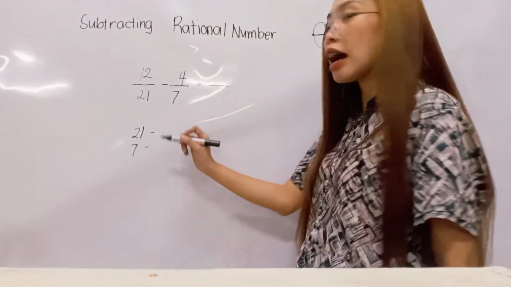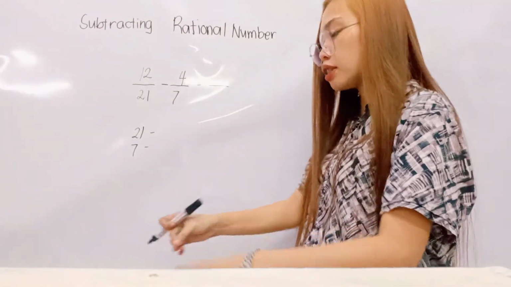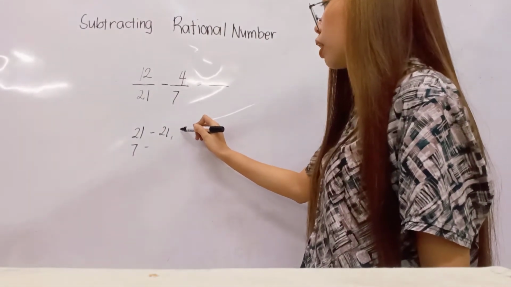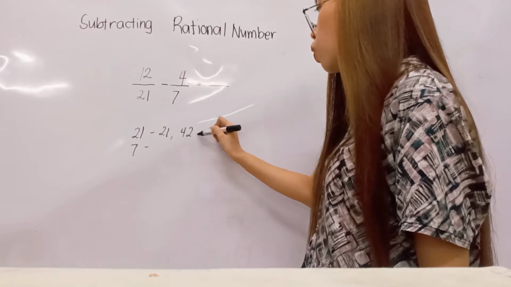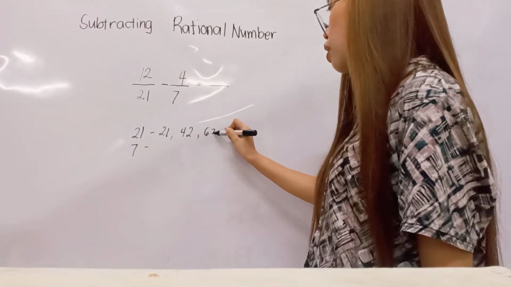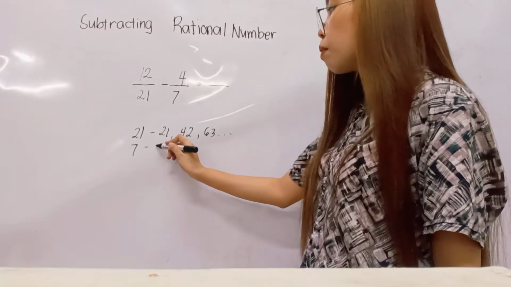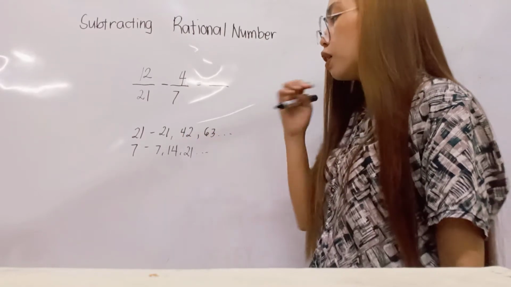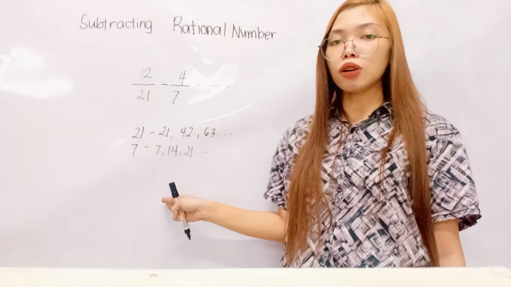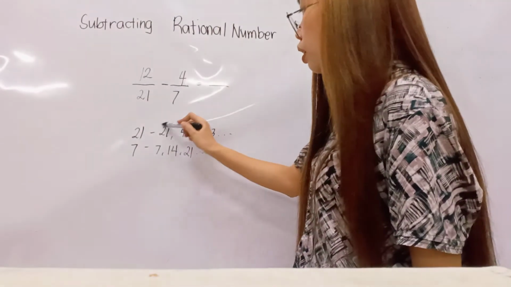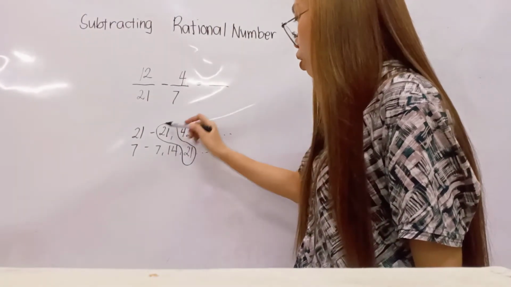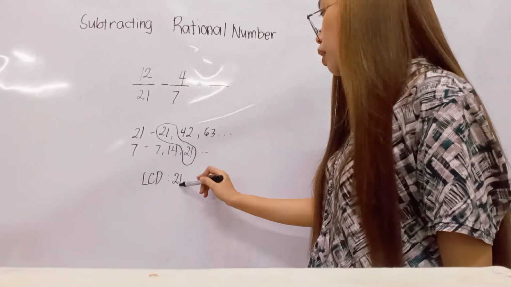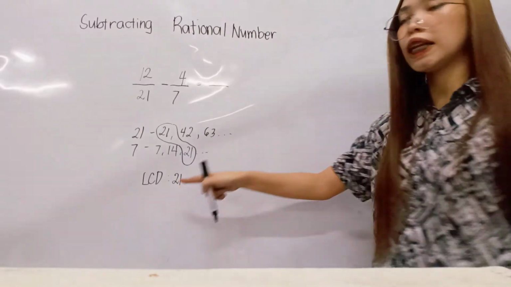So, for 21, the multiples are 21, 42, 63, and so on. For 7 naman, we have 7, 14, 21, and so on. So, the least common denominator is obviously 21. So, the LCD of 21 and 7 is 21. So, that will be our new denominator.